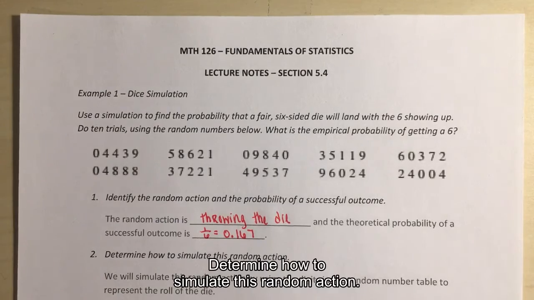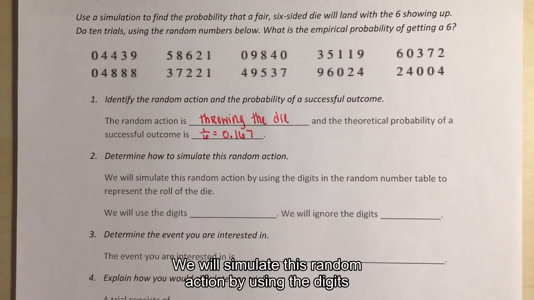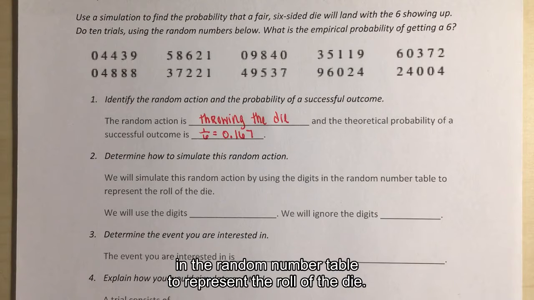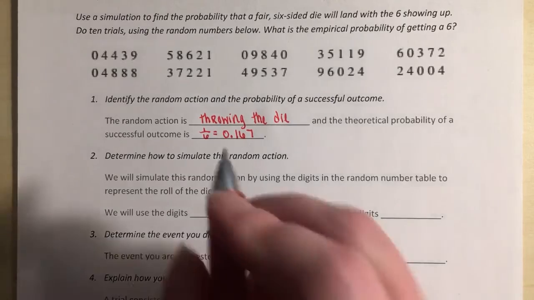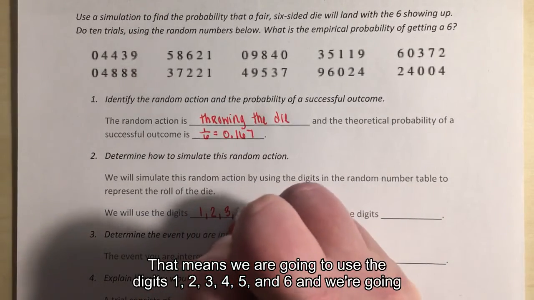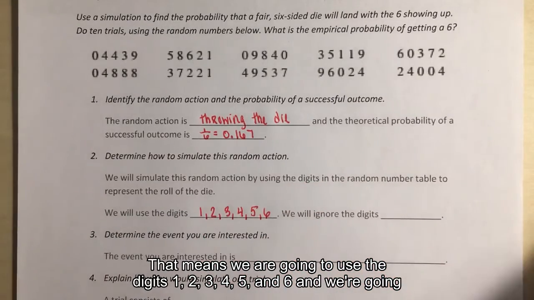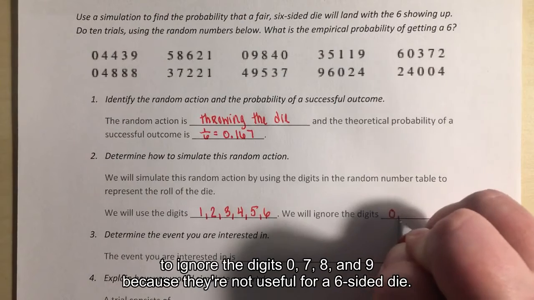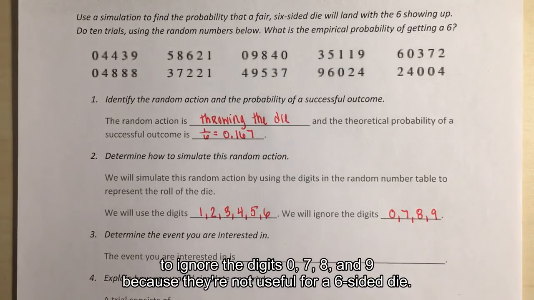Now determine how to simulate this random action. We will simulate this random action by using the digits in the random number table to represent the roll of the die. Our die only has 6 sides, so we are going to use the digits 1, 2, 3, 4, 5, and 6. And we're going to ignore the digits 0, 7, 8, and 9 because they're not useful for a 6-sided die.